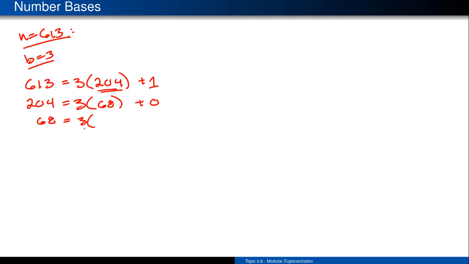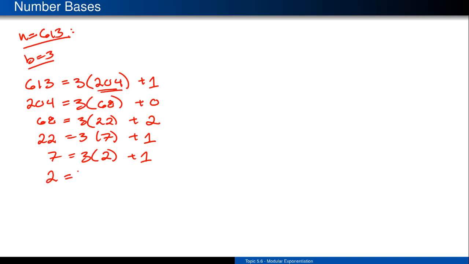So 3 is going to go into that thing 22 times, because 22 times 3 is going to kick out a 66, which is going to leave me with a remainder of 2. Then I see how many times 3 goes into 22, and it's going to go in there 7 times, because 3 times 7 is 21, leaving me with a remainder of 1. And then next it's going to be 7, and it's going to be a 3. 3 times 2 makes a 6 plus a 1. And then I'm going to look at the 2. How many times does 3 go into that thing? It's going to be 0 times, leaving me with a remainder of 2.